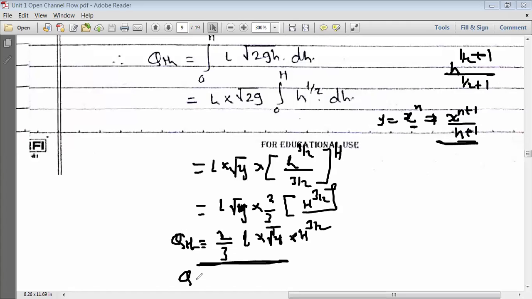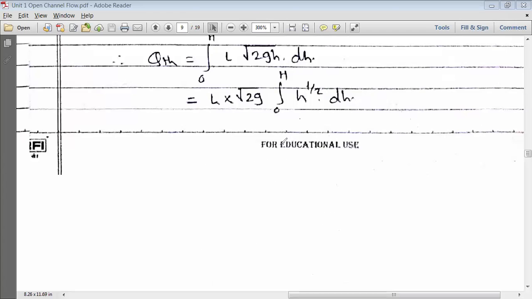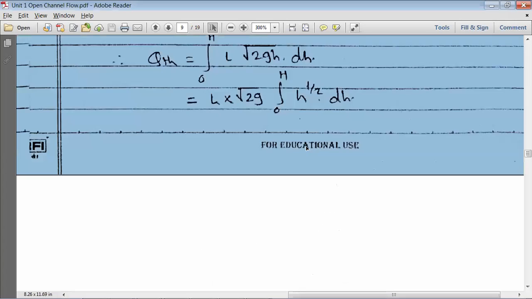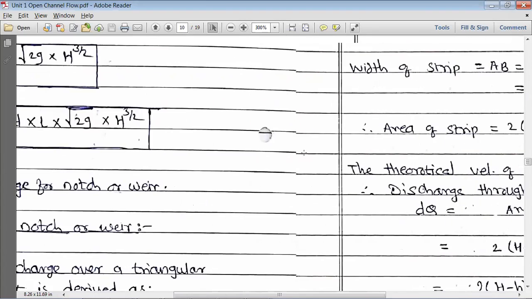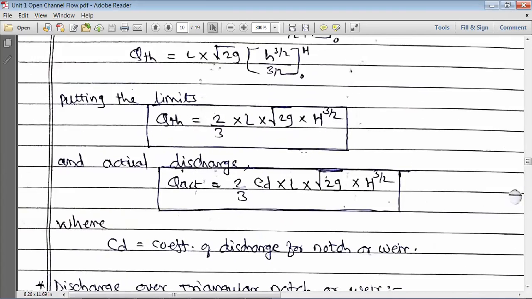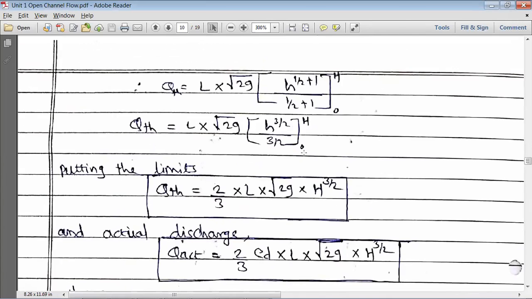If we want the actual discharge here, then multiply by Cd. Okay, this is the derivation of this equation. Okay, so write down this final formula for Q theoretical and Q actual.